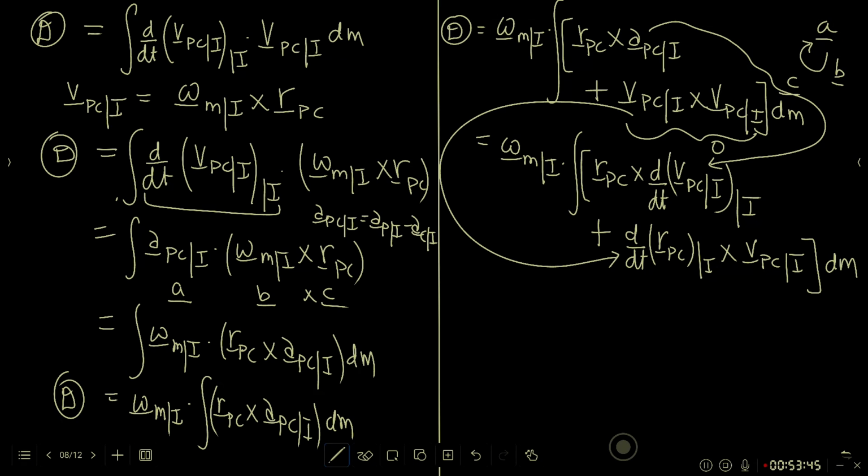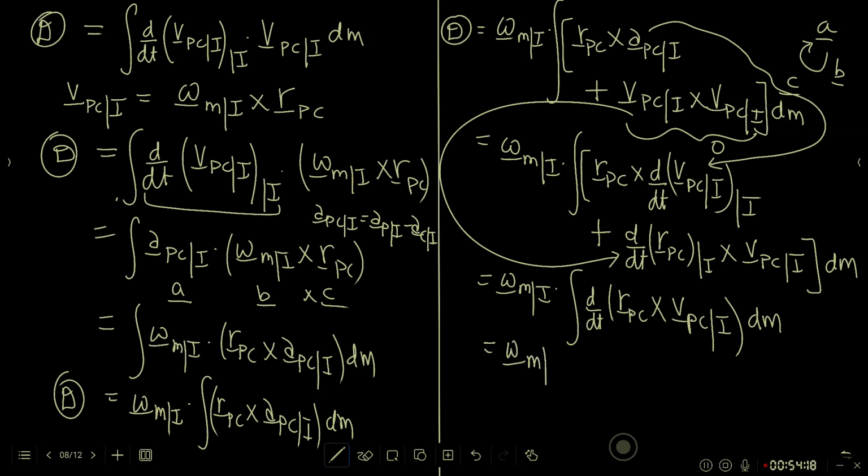And then we realize that, and of course there is I here with respect to I, I can write this as ddt of the integral of RPC cross VPC, the whole integral being differentiated with respect to I. Are we familiar with this term? Are we familiar with what is inside this integral? Are we familiar with what this is? Indeed, that is HCI.